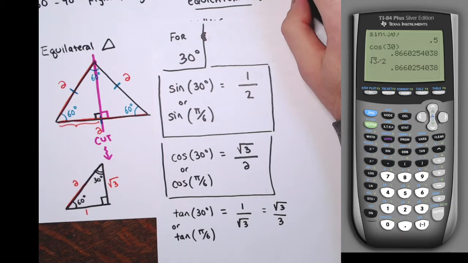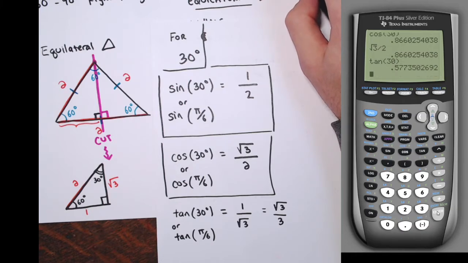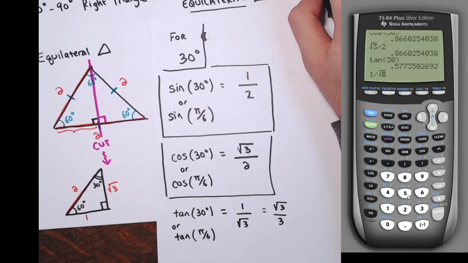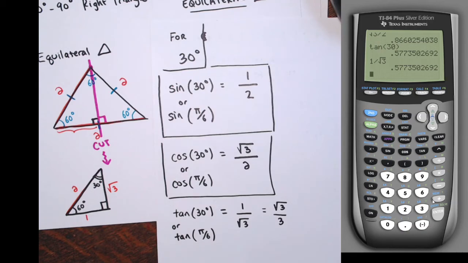All right, let me just punch in the tangent. See, the tangent of 30 degrees is approximately 0.577. And you'll see that 1 divided by the square root of 3, or the square root of 3 divided by 3, however you enter it, is the same value. All right, great. So that's for the 30-degree angle.